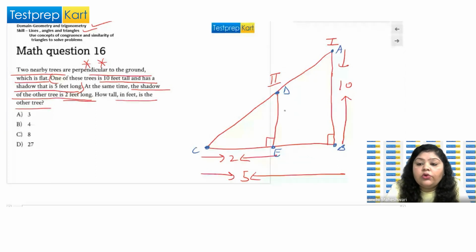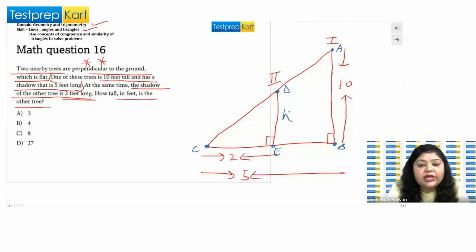Okay, so I'm going to assume the height of the second tree is H. So DE is the height, and let's say this is H, and we have to find it. Now, can I say this triangle ABC is a right angle triangle?